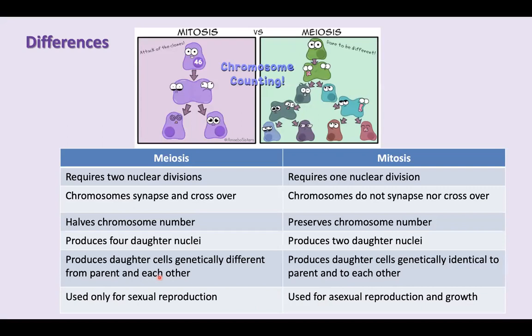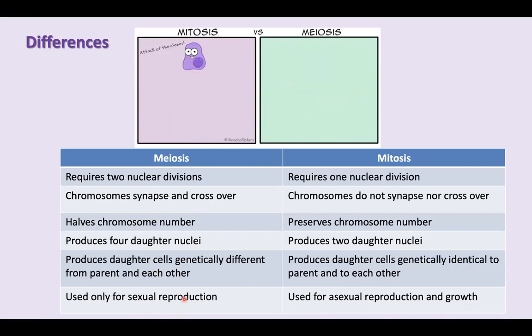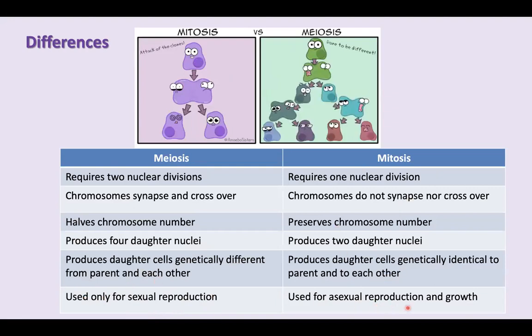Meiosis is only used in sexual reproduction. Always refer to meiosis as producing gametes, used only for sexual reproduction. Mitosis is used for asexual reproduction and also for growth. Anything like growth or healing a cut, all of that is mitosis.